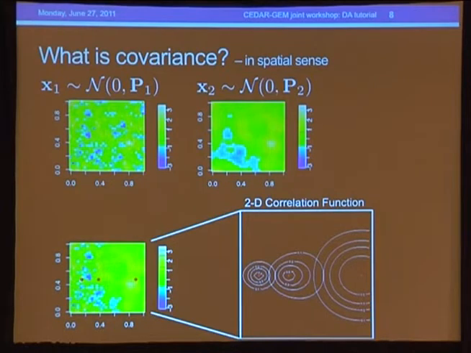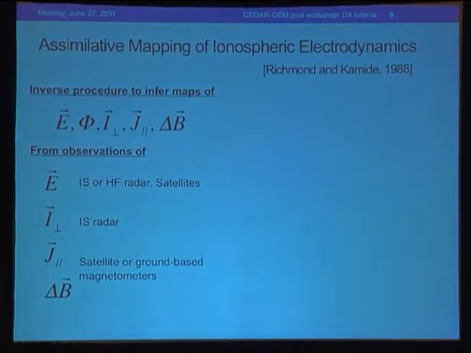Okay, I'm going to switch gears to high-latitude electrodynamics now, so be prepared. Assimilative mapping of ionospheric electrodynamics is an inverse procedure to infer maps of electric field, potential, currents, and magnetic field perturbations.